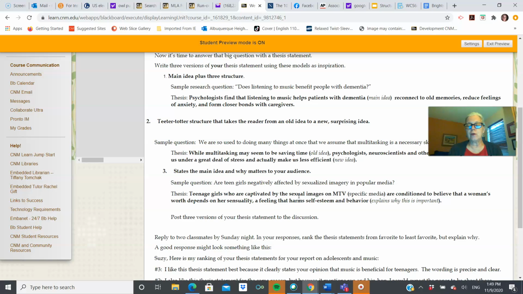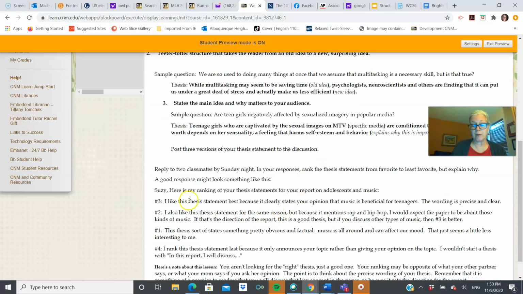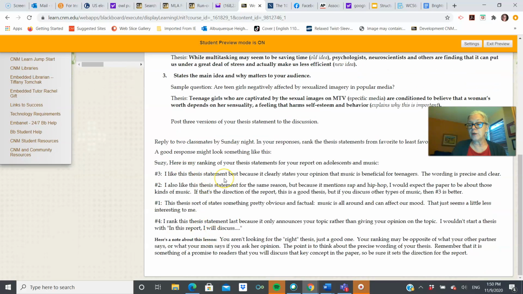So I want you to post 3 versions of your thesis. At least try one main idea plus 3, try a teeter-totter, and then you can take a look in chapter 8 and look at other sample theses. I drew this particular one from chapter 8, but look at how they structure various thesis statements and then try one out. Post your 3 sample attempts of thesis statements to the discussion, and then read each other's posts and rank their thesis statements according to what you think.